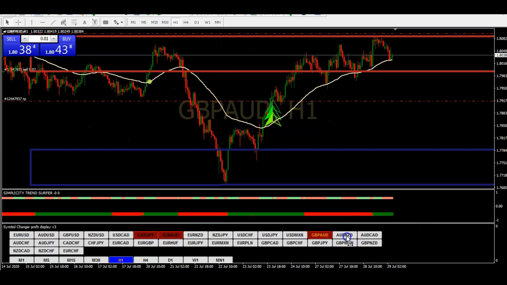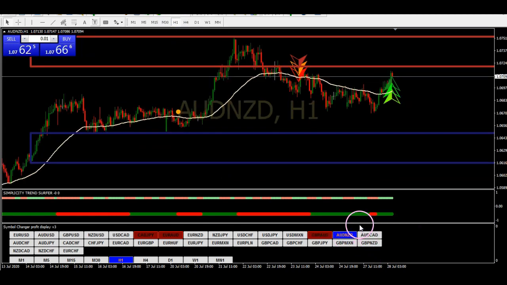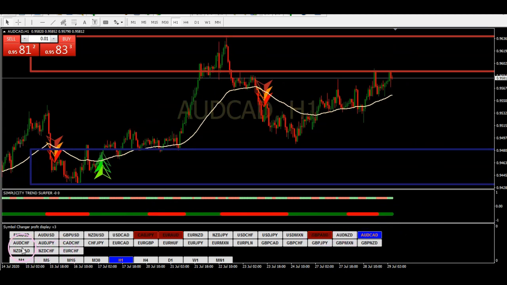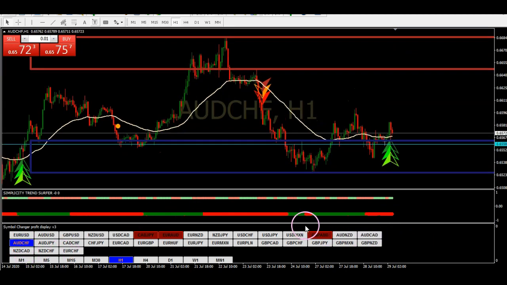AUDNZD. Okay, we got triple arrows, but we got a big pullback, so that's not exactly what we're looking for. We don't have triple arrows there. We got triple arrows here, and that one just came out. I mean, just recently, just right now.